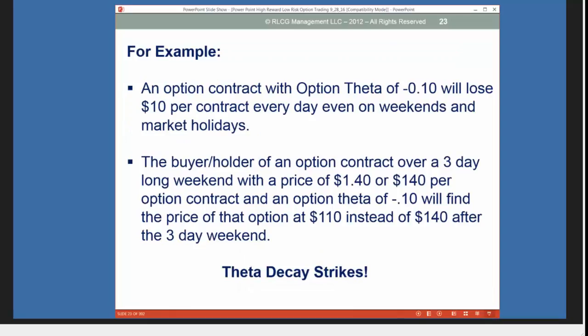Say you have an option contract with a theta value of minus 0.10. This is telling you that you'll lose $10 per contract every day, even on weekends and market holidays. Remember, one option is equivalent to 100 shares, so it's $10 per contract in this example. If you're a buyer or holder of an option contract over a 3-day-long weekend, and the price you paid originally was $1.40, or $140 per option contract, and it has this option theta of minus 0.10, you're going to find that the price of that option is going to be $110 instead of $140 after a 3-day weekend, and that's your theta decay. And it strikes again; theta decay starts hitting you, and you're not even aware of it, but it's there.